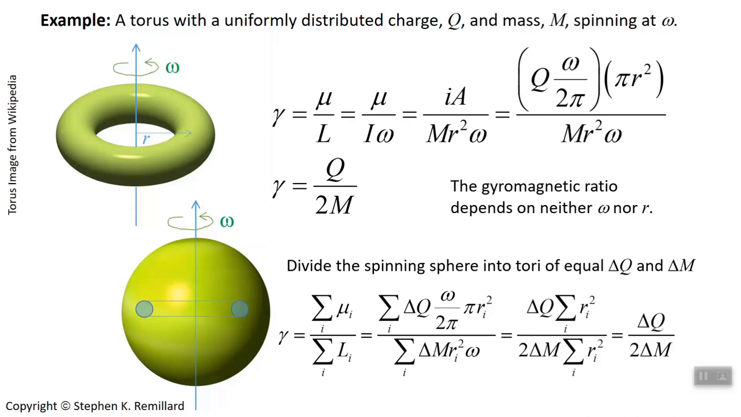But since every toroid is identical, that ratio of charge and mass, that delta Q over delta M, is equal to the ratio of two toroids' charge over mass. It's equal to the ratio of three toroids' charge over mass. It's equal to the ratio of the entire sphere's charge divided by the entire sphere's mass. And that's what Q and M are. Q is the charge of the sphere, and M is the mass of the sphere. So the gyromagnetic ratio expression doesn't change. It's the same for a sphere, same for a toroid.